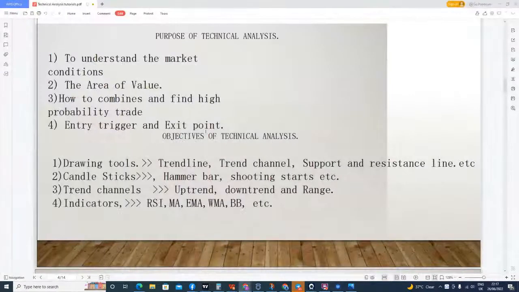Now, there is also another objective of technical analysis. The next one is candlesticks. When we talk about candlesticks, these are also objectives in technical analysis that help you predict the future price of an asset. There are some candles that, when they are forming, you will know what to expect next from that coin. And what are these types of candles?